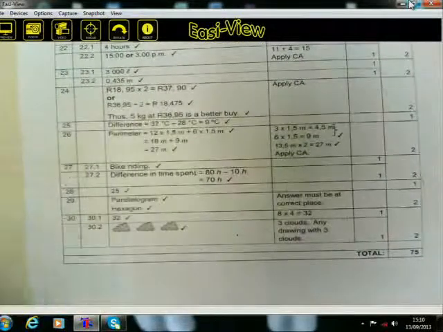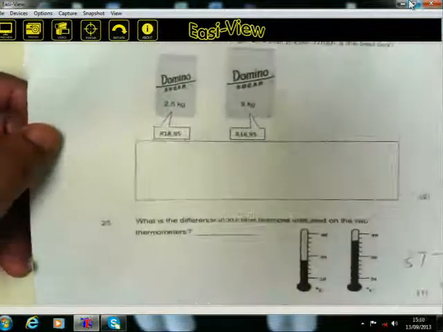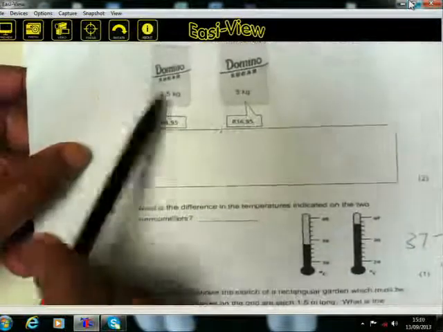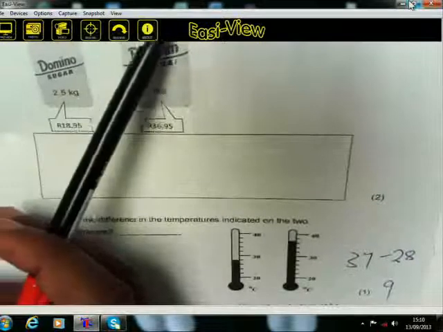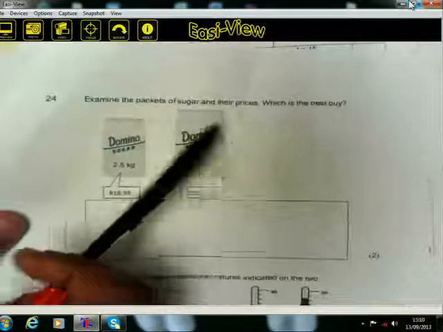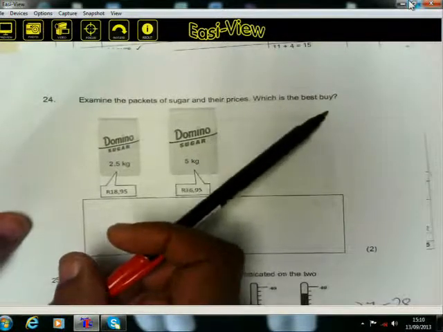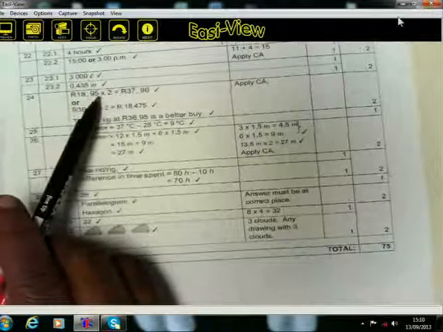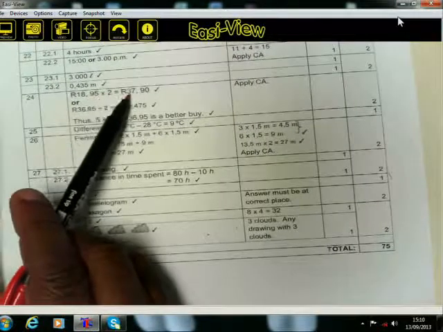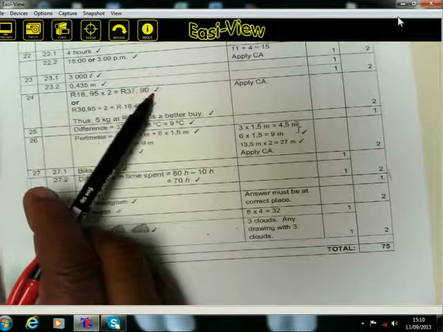Number 24. You have 24 there. Colleagues, I'm afraid of my time. 24 here. The question says, examine the packets of sugar and their prices. What is the best buy? You look at that. And then here at the memo is 24. They said 18 rand 95 multiplied by 2. It gives you 37 rand 90.